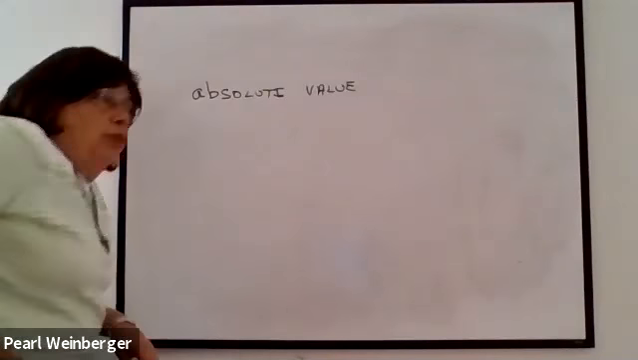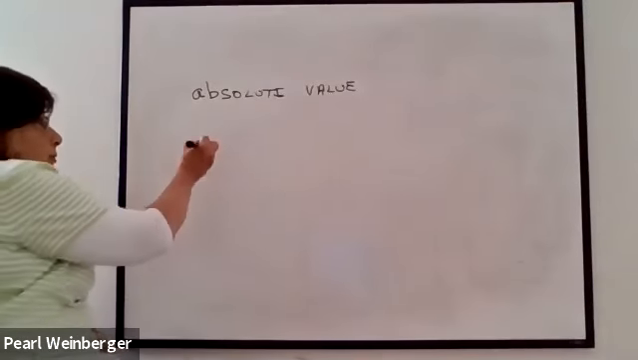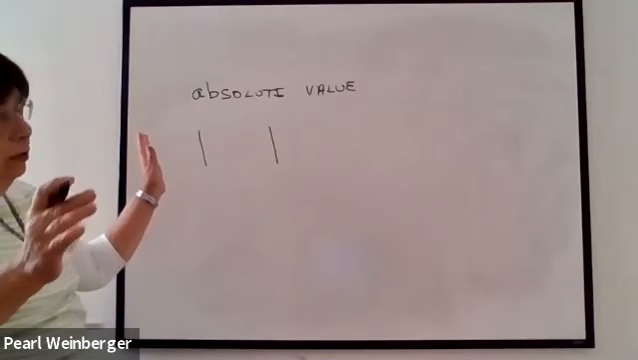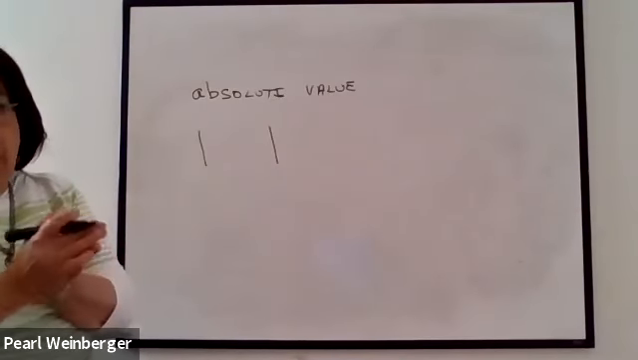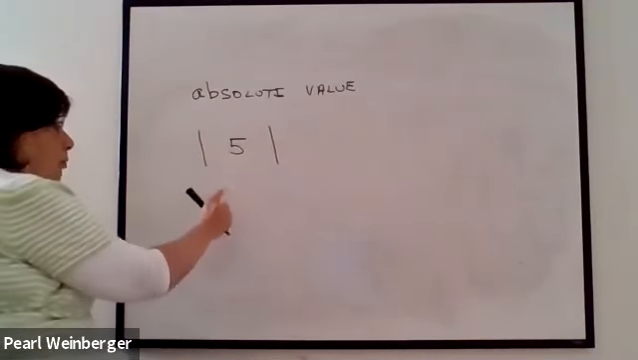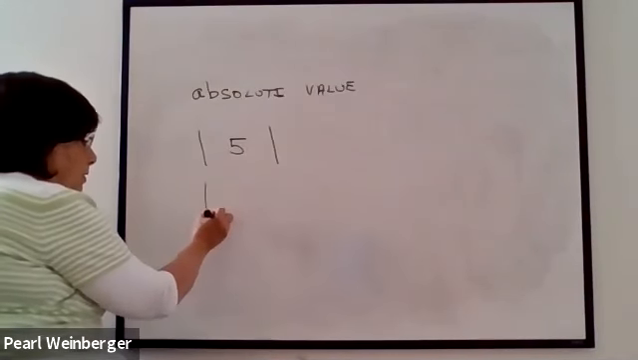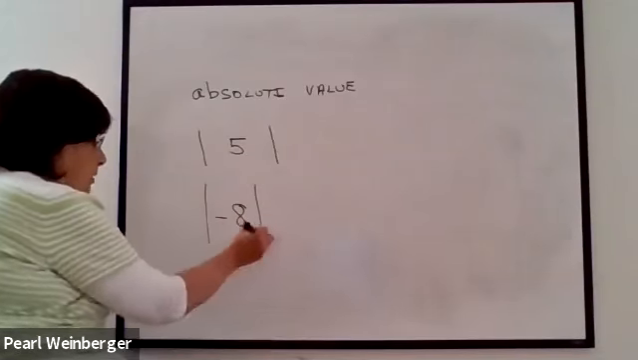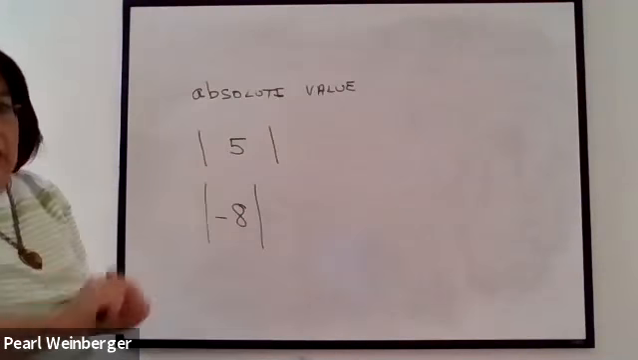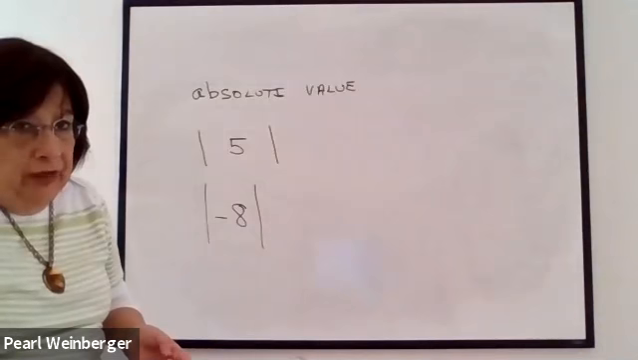Okay, let's first just talk about what the word absolute value means. First of all, there's a symbol. The symbol looks like this. It's two straight lines on either side of a number. You might see something like this, and we'd read this, absolute value of 5. You could see something like this. This is the absolute value of -8. So these two straight lines on either side of a number is a symbol called absolute value.